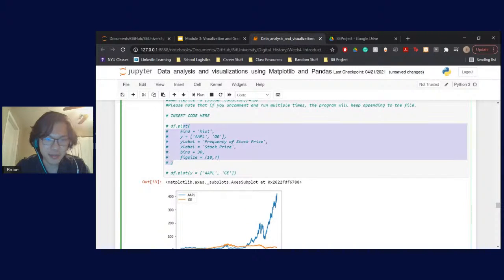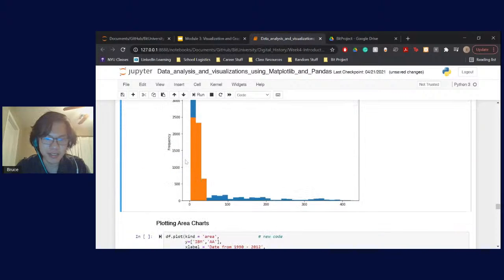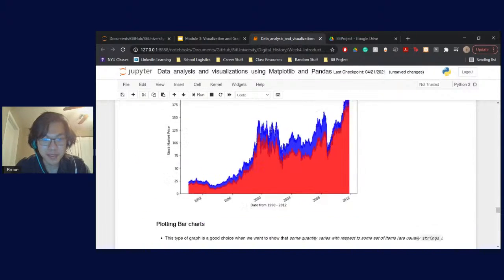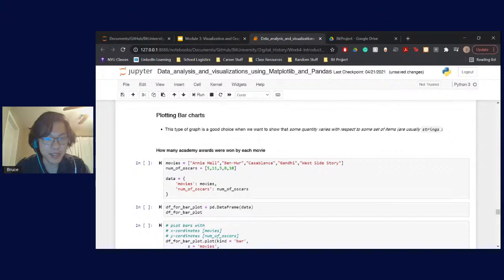And the histogram that plots the frequencies reflects this. Right? GE has spent a lot of time being a not very pricey company and no time being a very pricey company. Apple has spent a lot of time being a not very pricey company and a little bit of time being a very pricey company. So that's how to parse a histogram.